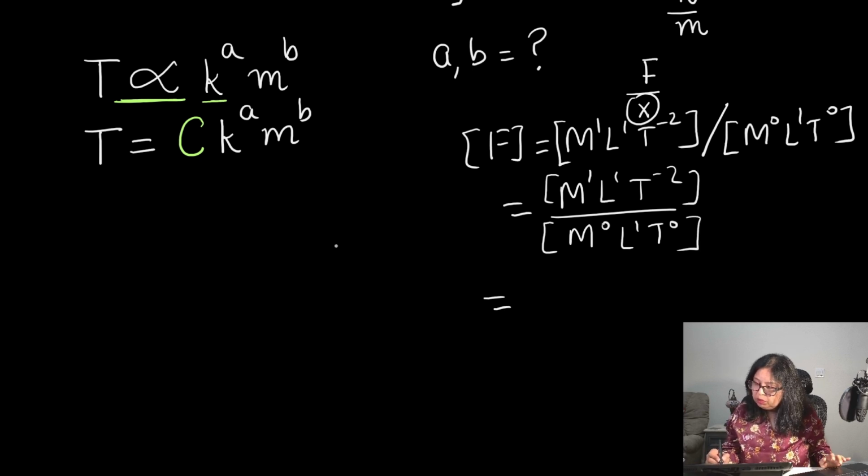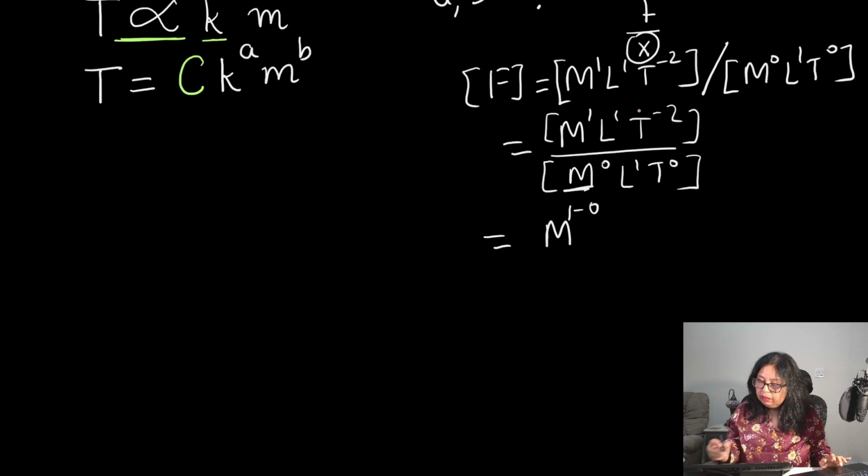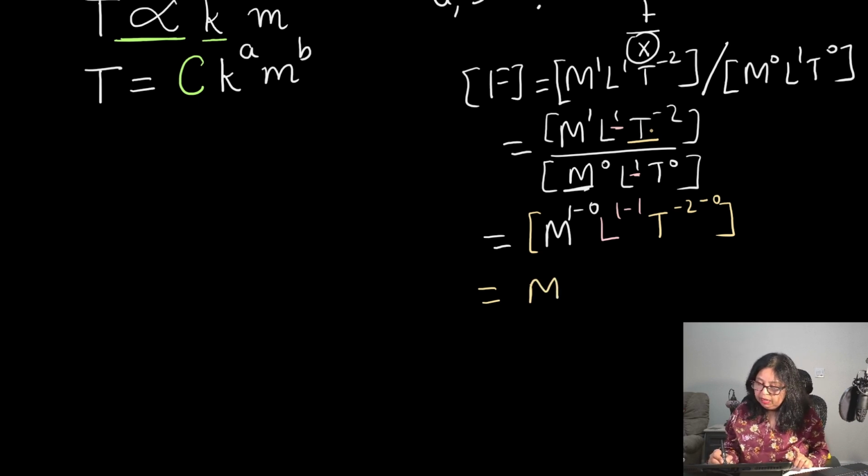So m to the power 1 divided by m to the power 0 gives you m to the power 1 minus 0. L to the power 1 divided by L to the power 1 gives you L to the power 1 minus 1. Last, T to the power minus 2 divided by T to the power 0 gives you T to the power minus 2 minus 0. What does this give you?